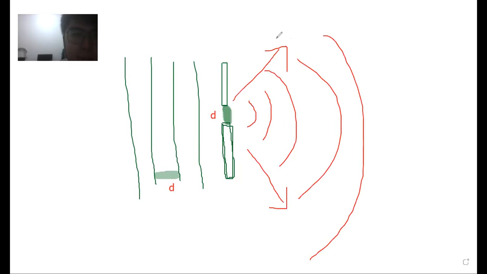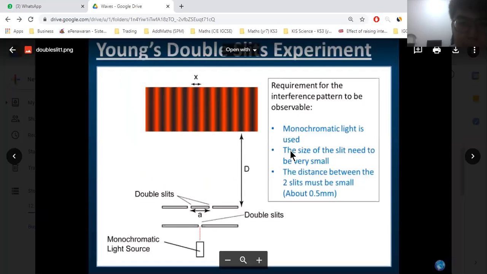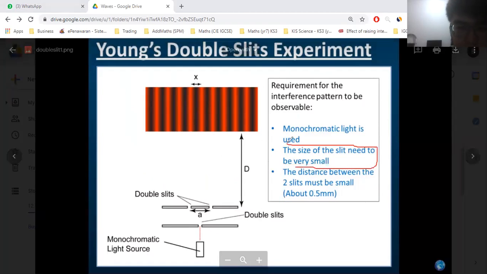Right? So the same thing happens in the light, the Young double slit experiment. We want to use very small slits, not necessarily exactly the same as the wavelength of the red light, but very close. That's why we use slits that are very small. Sometimes it's even smaller than the wavelength.